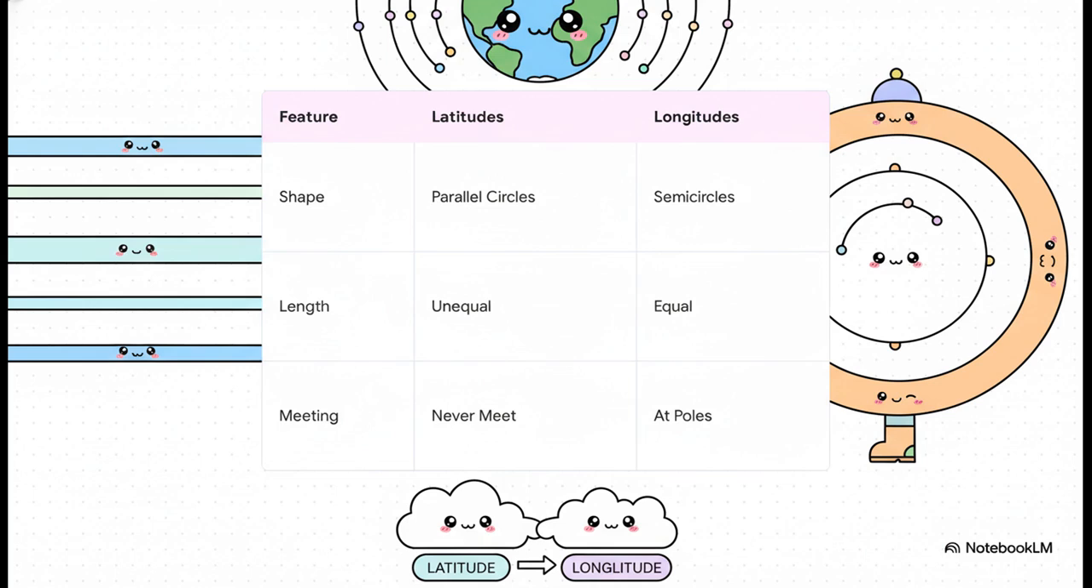The best way to picture it? Think of an orange. The lines of latitude would be like slicing the orange into rings, while the lines of longitude are like pulling it apart into wedges. They all meet at the top and bottom.